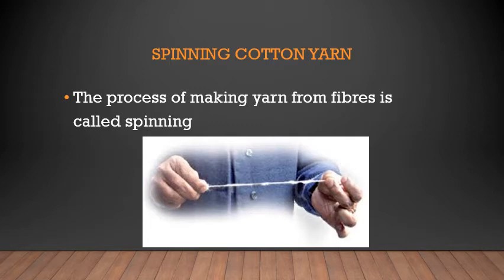This spinning can be done with our hands. Usually this spun yarn is used as the wick for a lamp. This process of making yarn from the fiber is called spinning. In this process, the fibers from a mass of cotton wool are drawn out and twisted. This brings the fibers together to form a yarn.